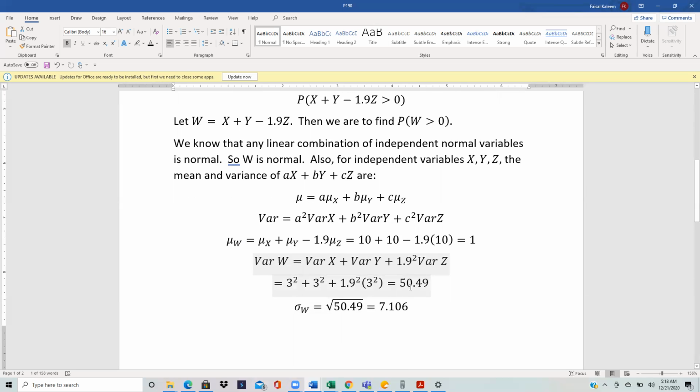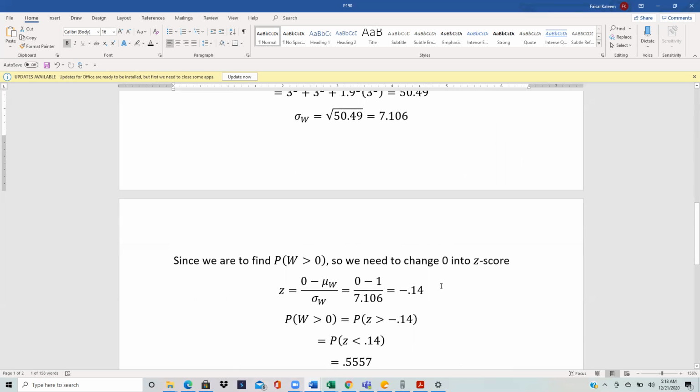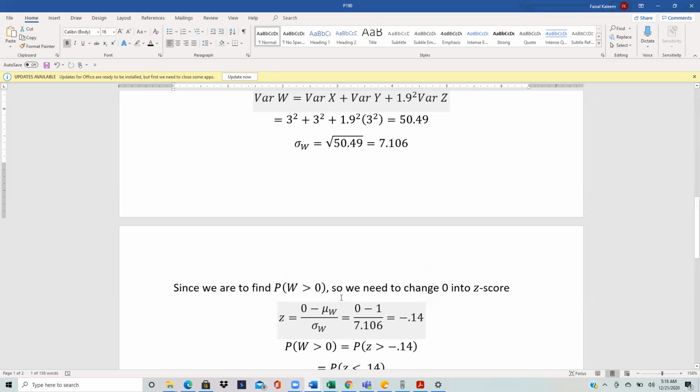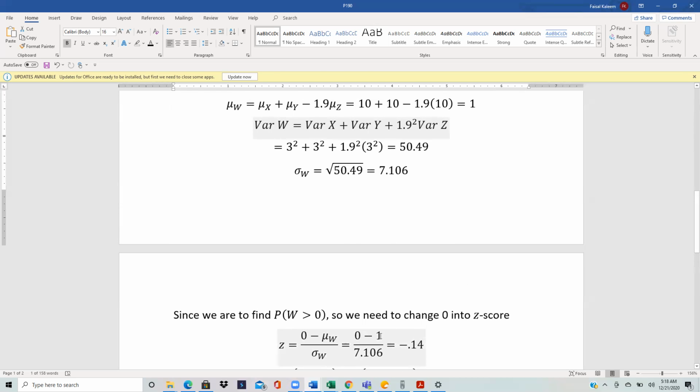So this ends up being 50.49, and for the normal calculation, we need the standard deviation. So that'd be the square root of variance. So square root of 50.49 is 7.106. Now, since we have to find probability W greater than 0, we have to change this 0 into z-score. So the z for that would be 0 minus the mean of W over standard deviation of W, which we calculated to be 1 and 7.106. So it ends up being negative 0.14.